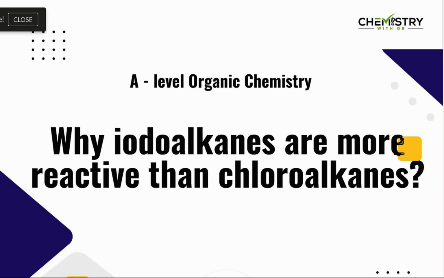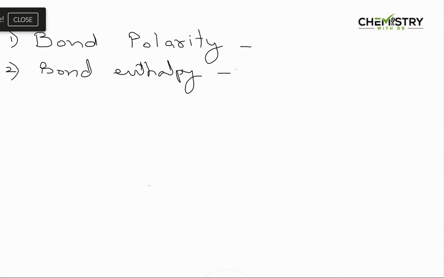So in this video I'm going to explain why iodoalkanes are more reactive than chloroalkanes. Now basically the difference between the two is that in iodoalkanes we have a C-I bond and in chloroalkanes we have a C-Cl bond. Generally, the more easily a bond breaks, the more reactive a compound is. And the strength of the bond depends on two factors: bond polarity and bond enthalpy.